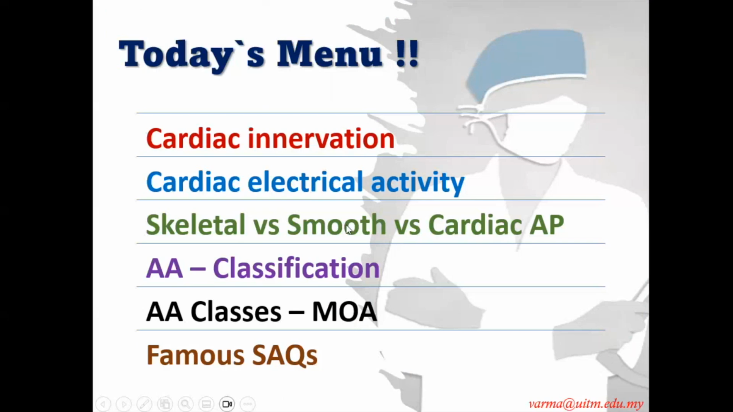Content today is, first, I'll talk about cardiac innervation, then cardiac electrical activity. Then we'll look at the skeletal versus smooth versus cardiac action potential, then antiarrhythmic classification. And very quickly on antiarrhythmic classes and mechanism of action, the important points. Then I will discuss a few SAQs.